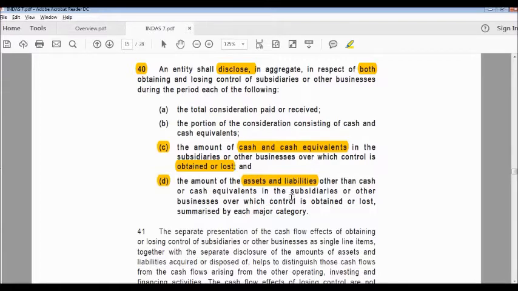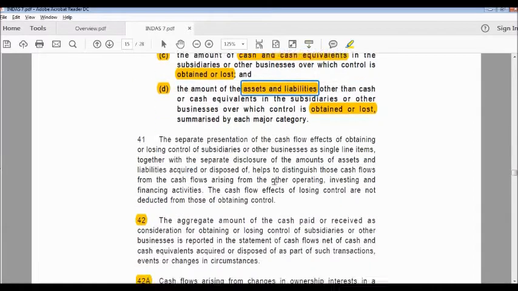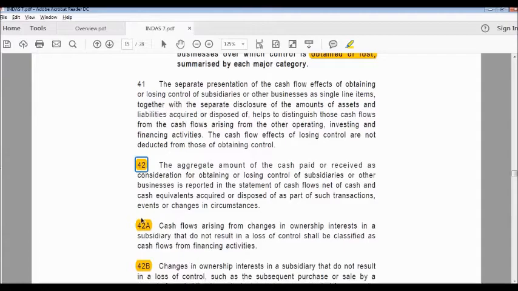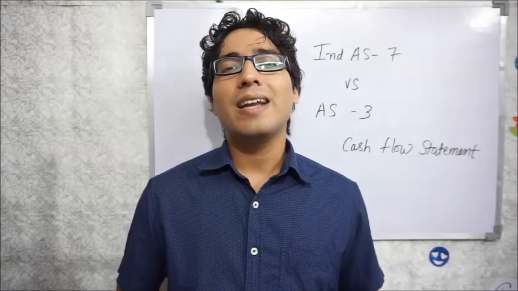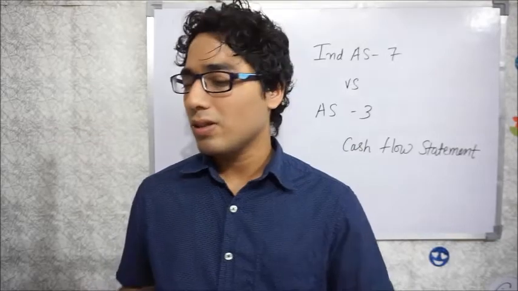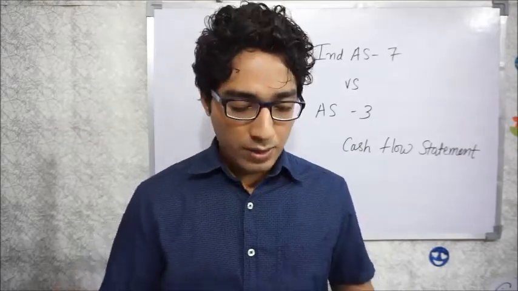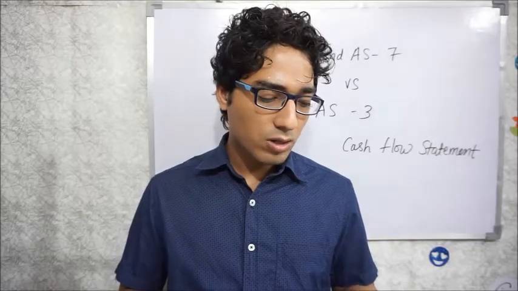The amount of cash and the amount of asset and liability other than the cash or cash equivalent in the subsidiary or other businesses over which the control is obtained or lost, summarized by each major category. So two things are required to be disclosed: cash and cash equivalent, and the amount of asset and liability summarized by each major category. So this is there. Apart from this, paragraph number 42, 42A and 42B are also added. You can check it out. That may not be relevant for all of you guys, so you can just check it out by yourself. So this ends clause number 6 and 7.